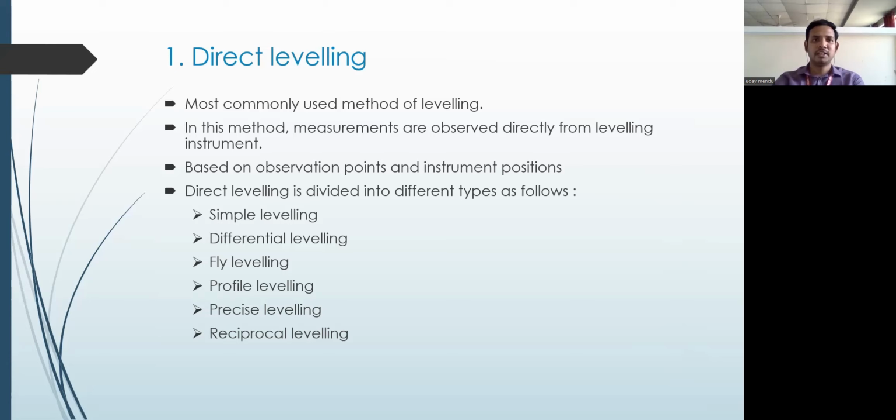Reciprocal leveling is used whenever you want to find out the difference of elevation between two points, but in between the two points there is some obstacle. So this is about direct leveling.